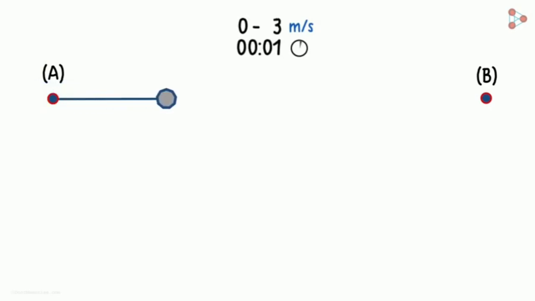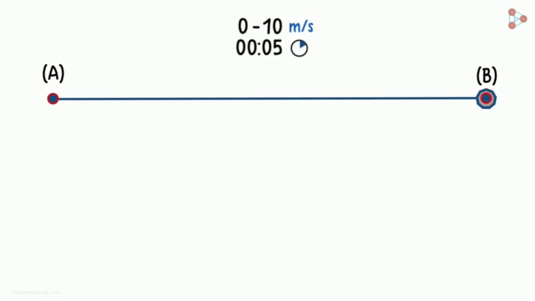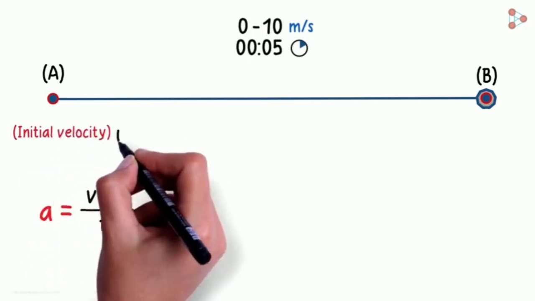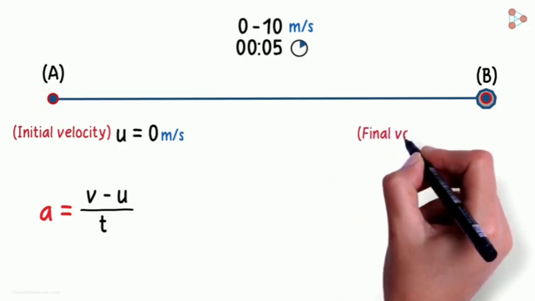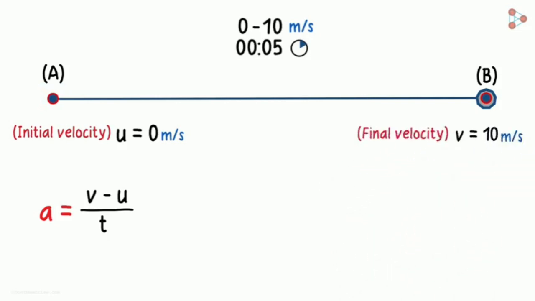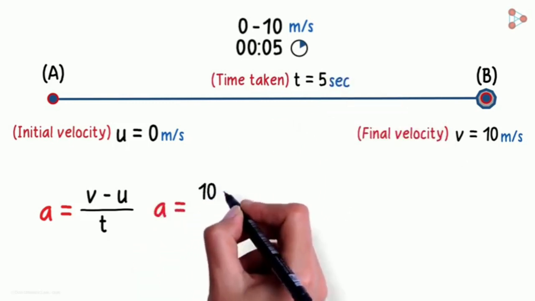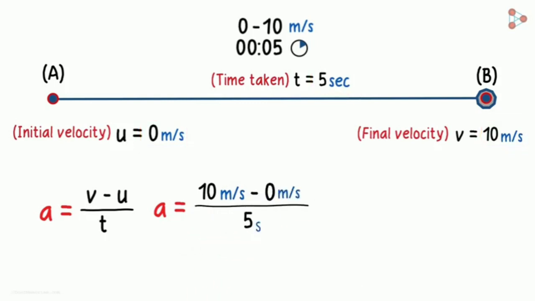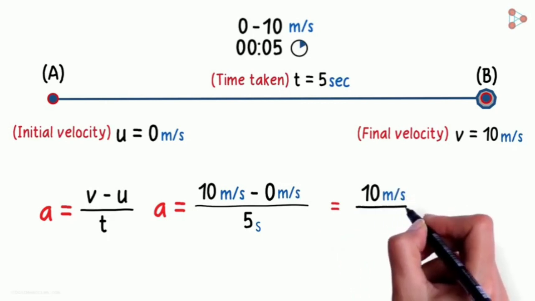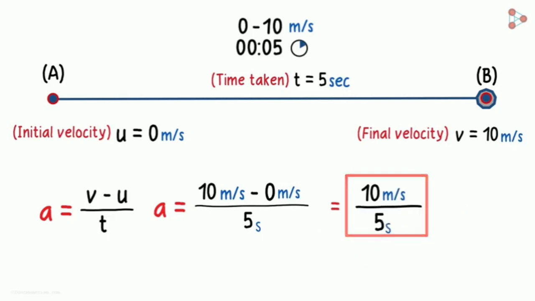Let's take an example. An object is moving from a point A to B and it takes 5 seconds, and the initial velocity is 0 and the final velocity is 10 meter per second. Then by using the formula a is equal to v minus u upon t, we can find out the acceleration. You can see here, initial velocity 0, final 10 meter per second, time taken is 5 seconds. Now replacing the values, we get the acceleration is equal to 2.